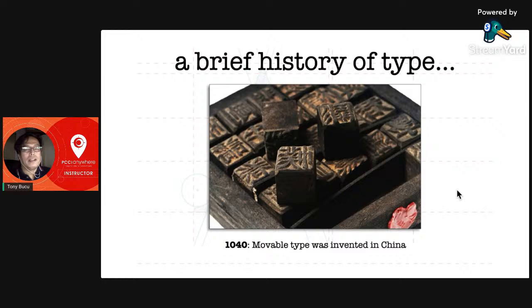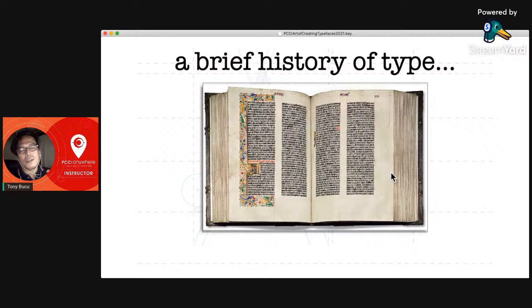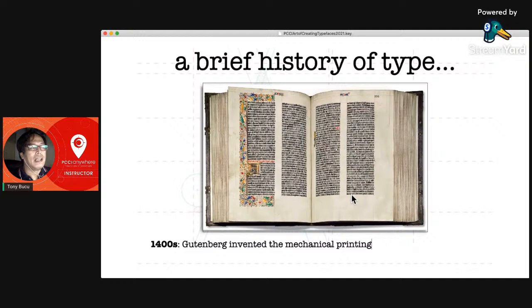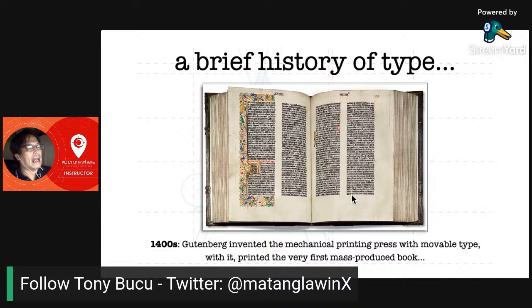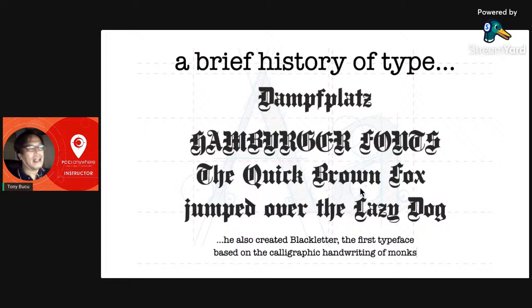Okay, but Gutenberg was basically credited for the movable type, but he didn't actually create movable type, but he did invent the process of mechanical printing. So he invented the mechanical printing press with movable type, and with it he printed the very very first mass-produced book. Pakilagay sa chat kung ano yung mass-produced book na yun. If you know what the mass-produced book is, please put it in the chat. Okay? And also, he developed or created the first typeface, black letter.